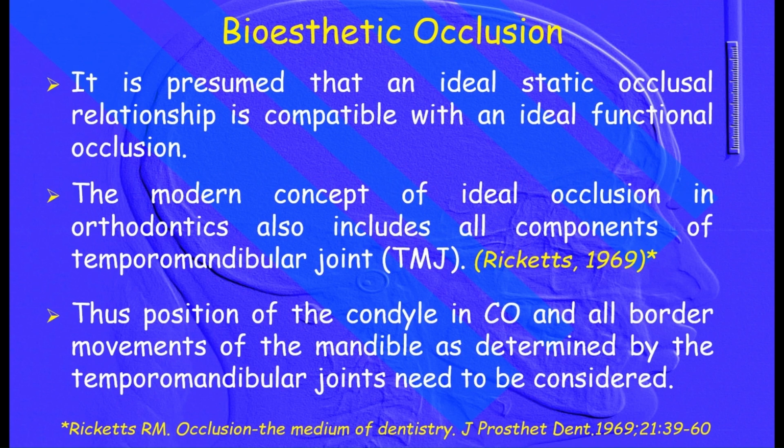According to Lee, bioesthetic occlusion is a concept that aims to achieve a healthy, highly functional, unworn chewing system that provides natural beauty. It is presumed that ideal static occlusal relationships are compatible with an ideal functional occlusion. According to Ricketts, the modern concept of ideal occlusion in orthodontics also includes all components of the temporomandibular joint. Thus, the position of the condyle in centric occlusion and all border movements of the mandible, as determined by the temporomandibular joints, need to be considered.